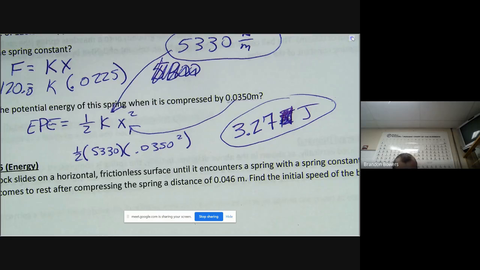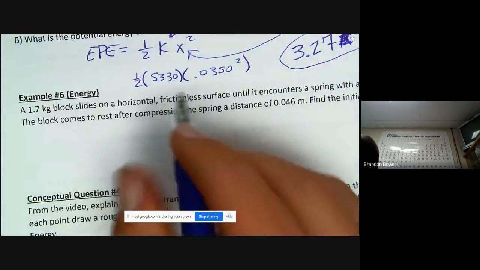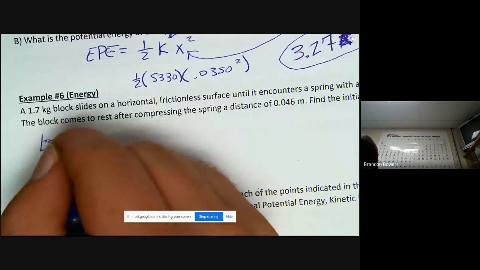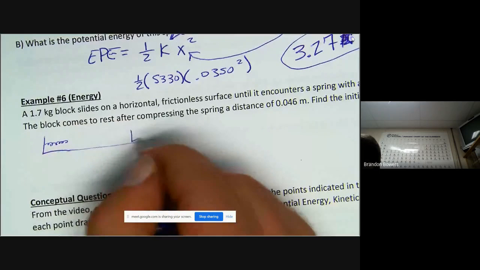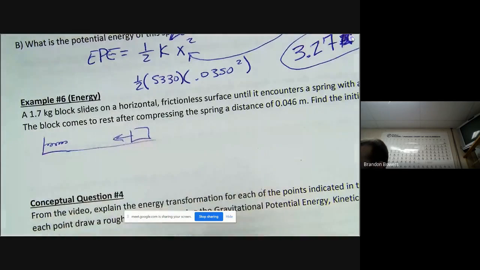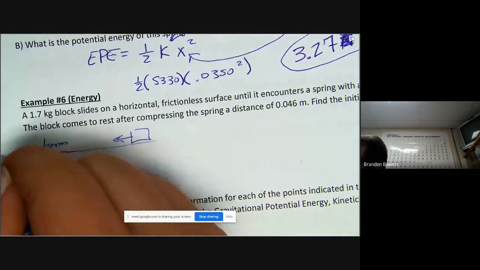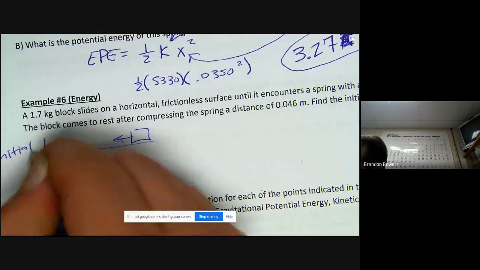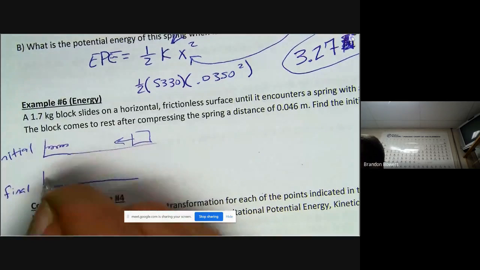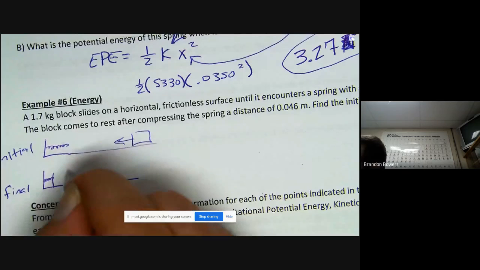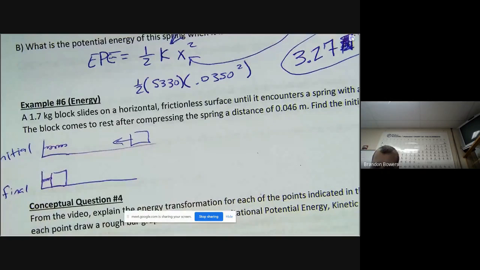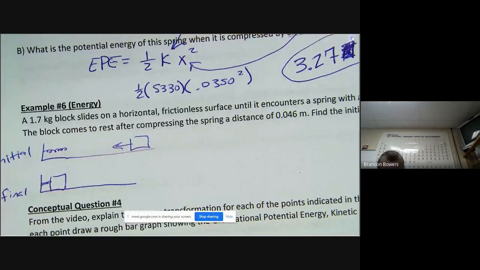A 1.7 block slides on a horizontal frictionless surface until it encounters a spring. If you draw this out, there's a spring over here and a box going that direction. This is the initial, and the final says the spring is going to be compressed. So there's my spring and there's my box. It's the best drawing I can do.